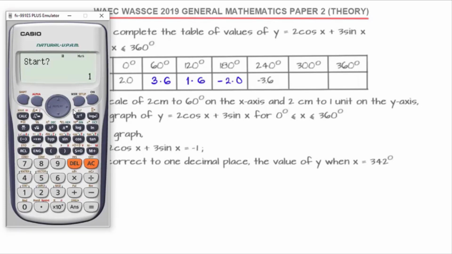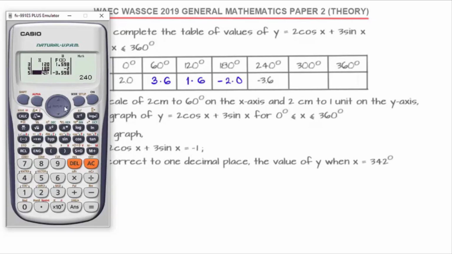So what's the start value? We want to start from 0. What's the end value? We want to end at 360. Then what's the incremental value? What's the step? It is being taken in steps of 60 degrees. So with this, the calculator automatically generates our table for us for the value of x and the function of x. And you can see the first entry is 0, y is 2, the second one 60, y is 3.6, and on like that. Now, down to the last entry, 360.